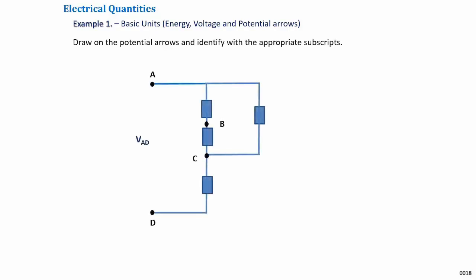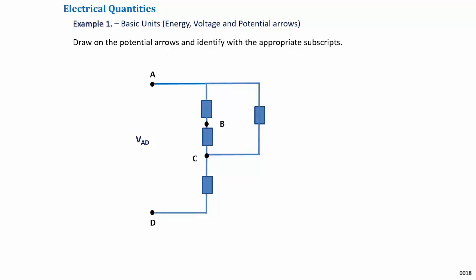The following example is in the accompanying workbook, Basic Units, Energy, Voltage, and Potential Arrows. In this example, we are required to draw on the potential arrows and identify the potential differences across each element with the appropriate subscripts.